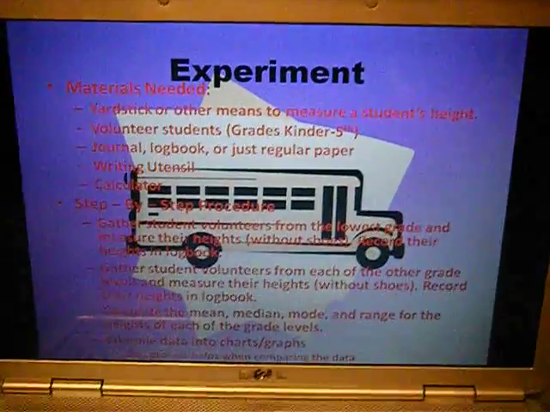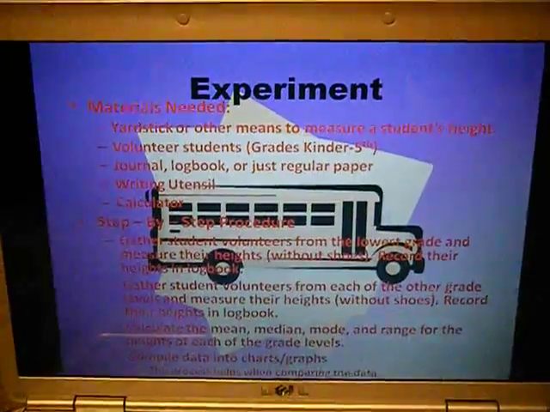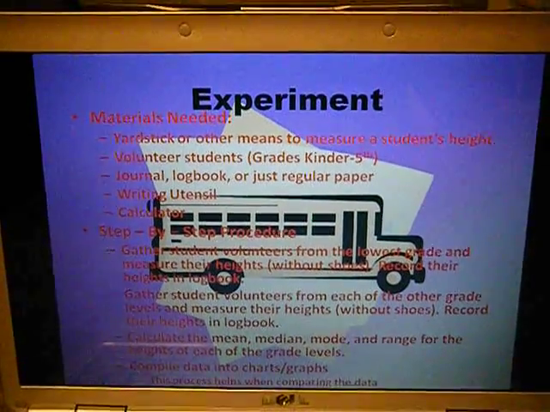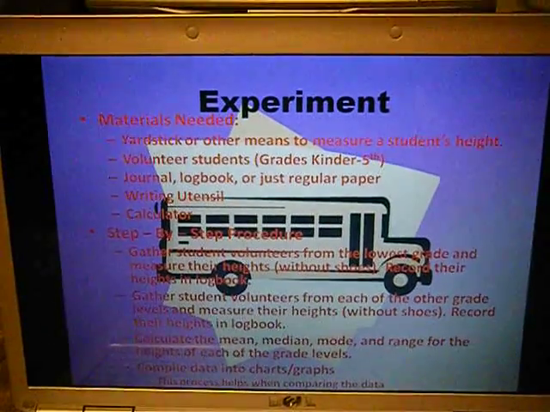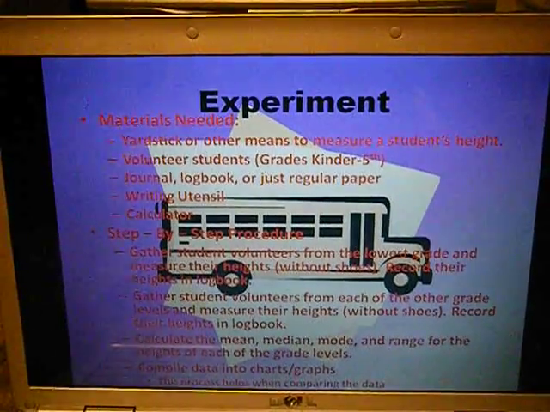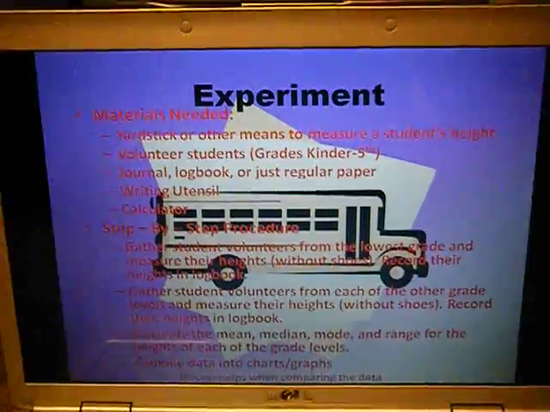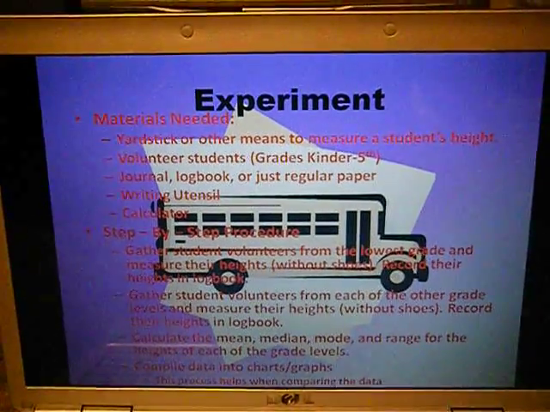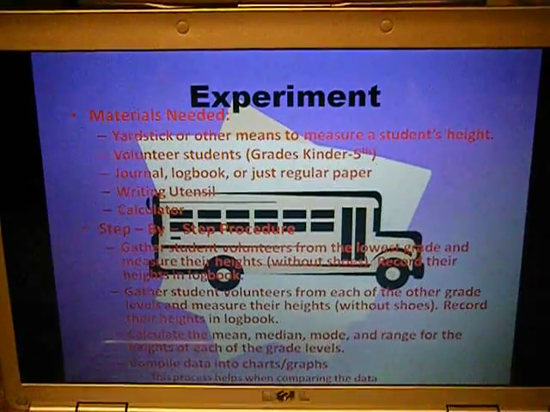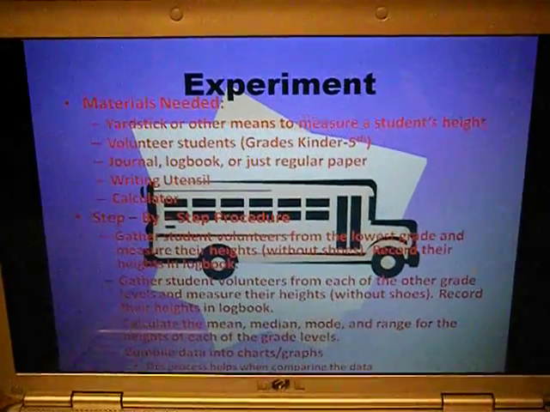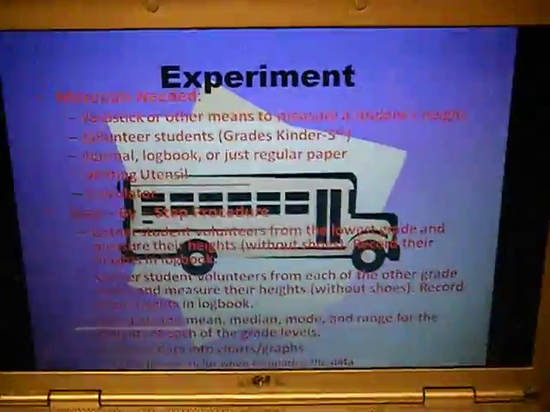In my experiment, I gathered volunteer students. I measured their heights. I compiled all the data that I found. I computed the mean, median, mode, and range of the data I found. I made graphs after I gathered all my data. And then I presented my findings.